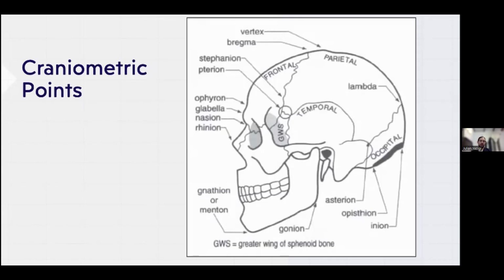That's it for the midline craniometric landmarks. Onwards to the lateral craniometric landmarks, we have the pterion, which is one of the most important surgical landmarks, representing the junction of the frontal, parietal, temporal, and the greater wing of the sphenoid bones.